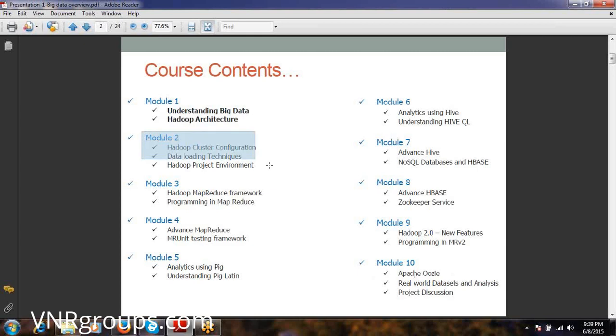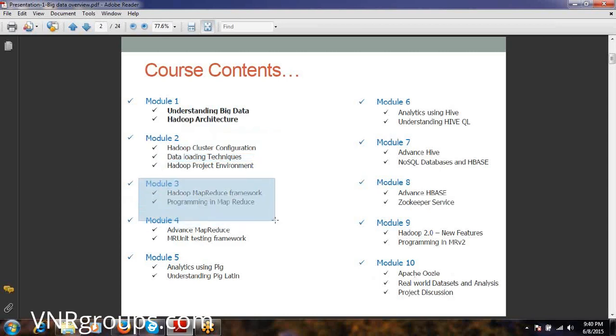And in module 2, we will be seeing a bit about the admin part, not in depth. As a developer, as I told, you should be able to install everything on your own. Okay, and a little bit about the configuration files which are needed for you. So that also I'll be showing you. And in data loading techniques, we'll be seeing two different tools like Sqoop and Flume, which are mainly used to transfer your data to and from your Hadoop. Okay, so we'll be seeing that practically as well.